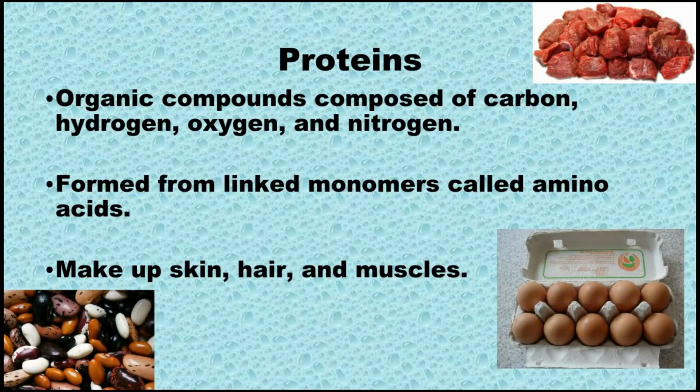The next type of biological molecule is the protein. Proteins are going to be made of carbon, hydrogen, oxygen, and nitrogen. And so here you can see meats and eggs and beans are all typical types of proteins. And these are going to be linked with monomers that are called amino acids. And so they also make up our skin and hair and muscles and things like that.